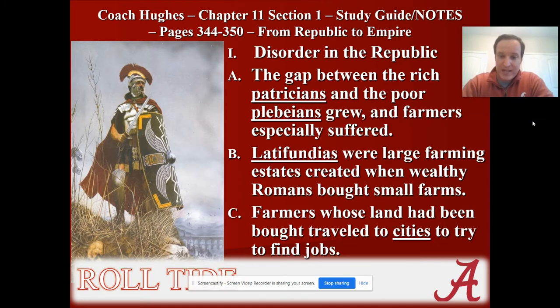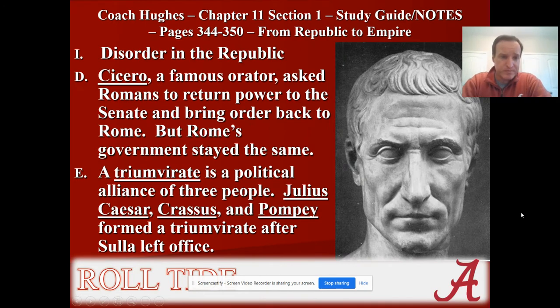So farmers whose land had been bought did what a lot of people do. They traveled to cities to try to look for other jobs. Since they spent all that money, maybe even to get to the cities, maybe to find a better job, to make some sort of income, their money source goes away. So the poor got poorer and they go to the cities, and the cities' population really exploded. Okay. So the rich got richer and the poor, well, they got poorer.